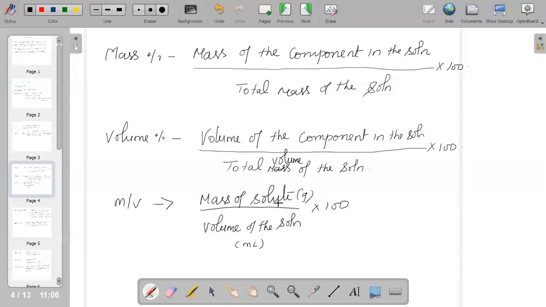In a similar way to volume percentage, we can also calculate mass by volume for the concentration. Mass by volume percentage is the mass of the solute dissolved in 100 ml of the solution. So when we talk about percentage, it becomes mass of solute by volume of the solution into 100.